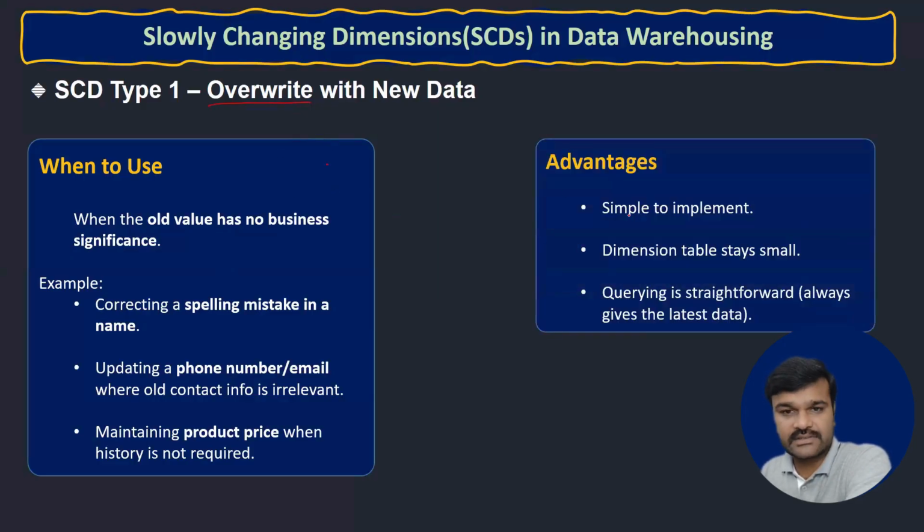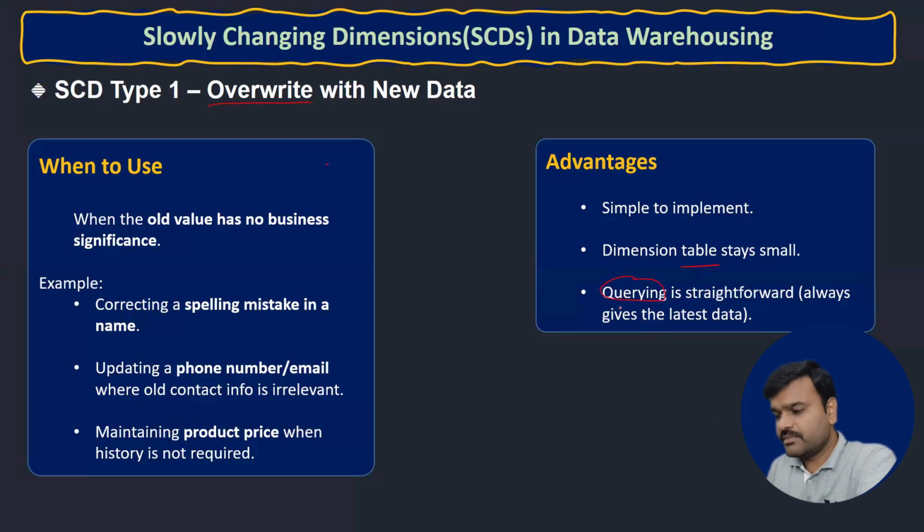So what is the advantage? It is very simple to implement. You don't need to take care of the previous values whenever you get a new value. The table size always stays small, it is not going to increase. And querying is always straightforward, because there will be only one record always. By using the business key you can get the details. You don't need to bother about which is the current record, previous records, on which dates. So this is simply how Type 1 works.